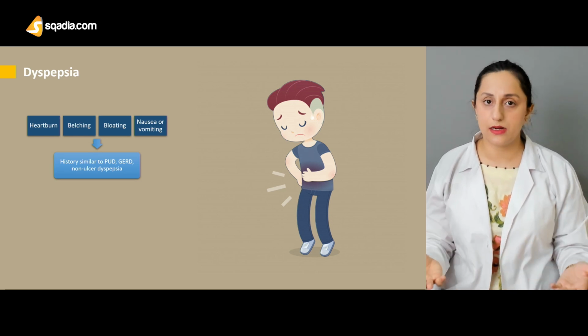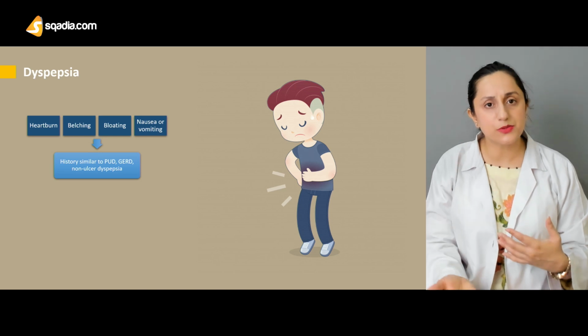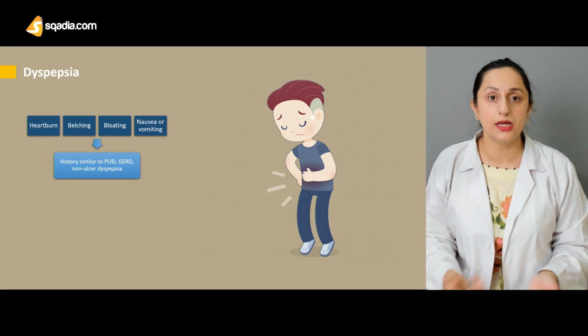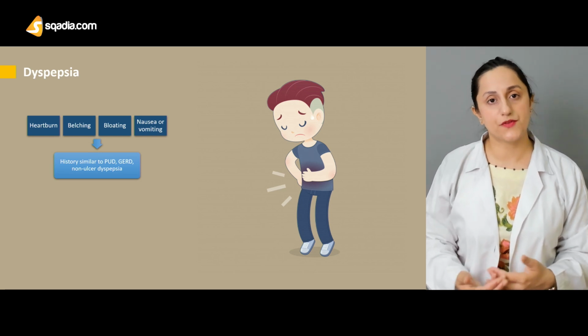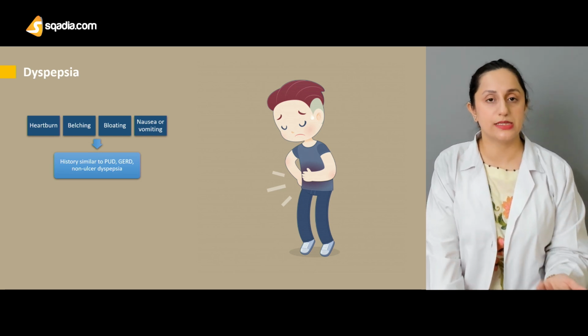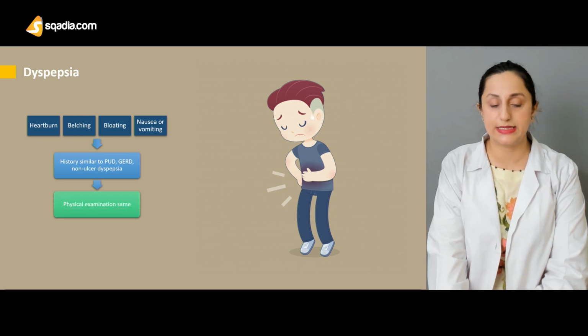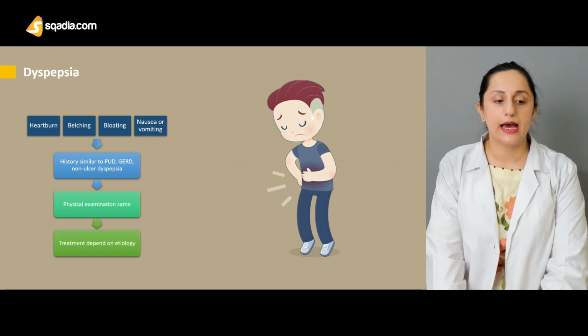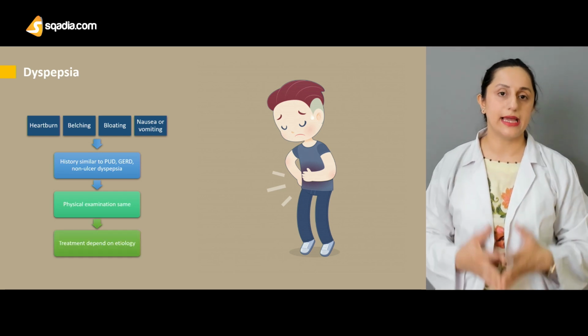So you're ruling out the ulceration, you carry out the endoscopies, and you get to know that the patient is not suffering from an ulceration. Then you would be suggestive of the fact that he or she is suffering from a non-ulcerative dyspepsia. Physical examination is the same for all of these conditions, and the treatment depends upon the etiology.